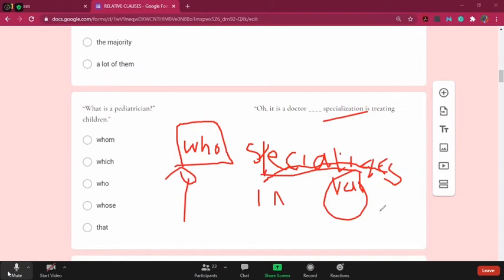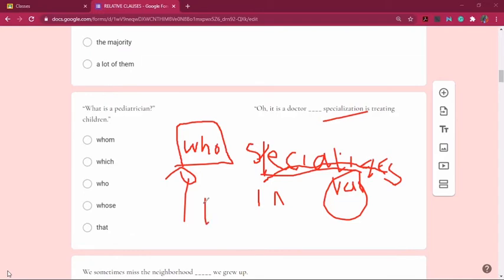Yeah, miss. So it's different. So can I use that? Yes, if you can use who, then you can use that. Oh, it's a doctor that specializes in children. So it's okay to say that. Okay, but in this case, you don't have specializes here, but you have specialization, which is a noun. Then that's why you have to put whose. Okay. So yes, Noor, is that clear, Noor?